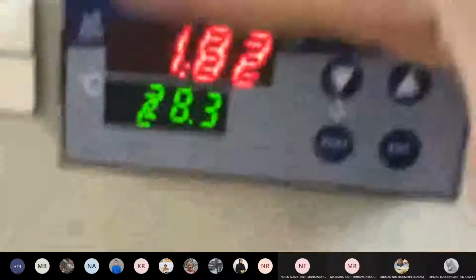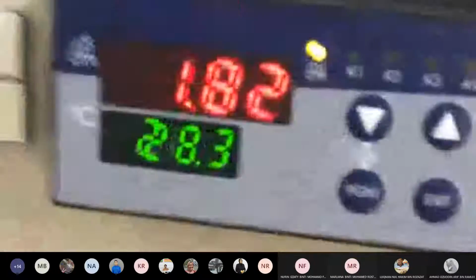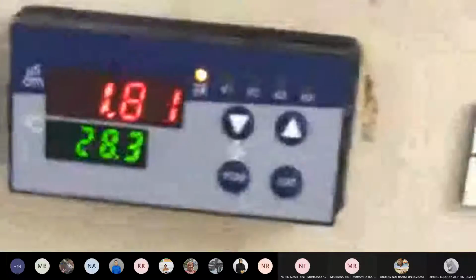And by right, dia kena dalam 10 lah. Tapi sebab saya guna air, sebab tu conductivity dia very low. By right, it's about 10 if you use sodium hydroxide.